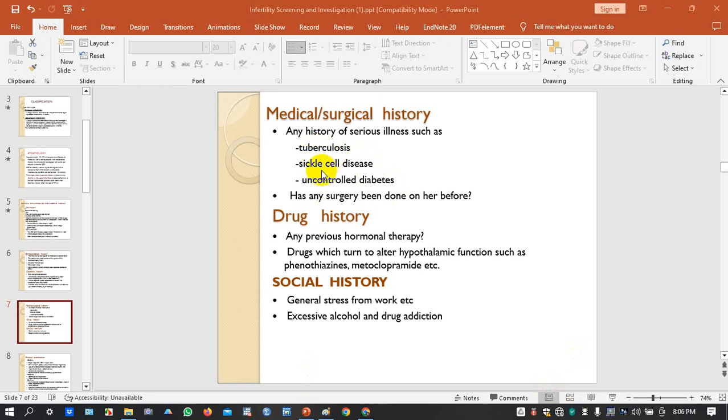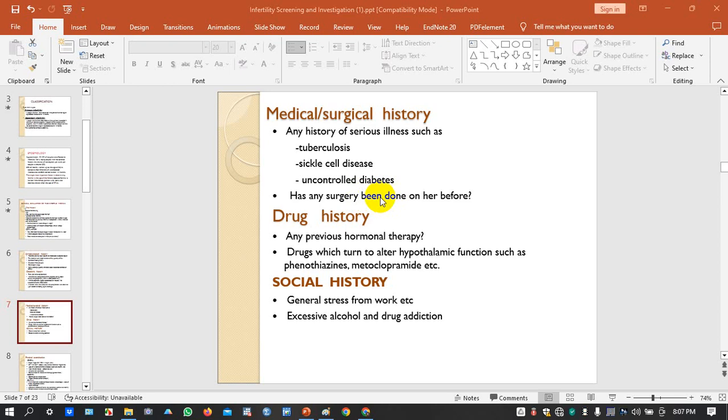So tuberculosis, sickle cell disease, uncontrolled diabetes. The diabetes should be controlled. Hypertension should also be controlled. If you have tuberculosis, sickle cell disease, and your blood sugar level is so high, or your blood pressure level is so high, they all affect fertility. And if the woman has had pelvic surgery on the organs before, it also affects this. Maybe they've cut your fallopian tubes and they are not there, and you are expecting a child. How can you expect a child if you don't have fallopian tubes?